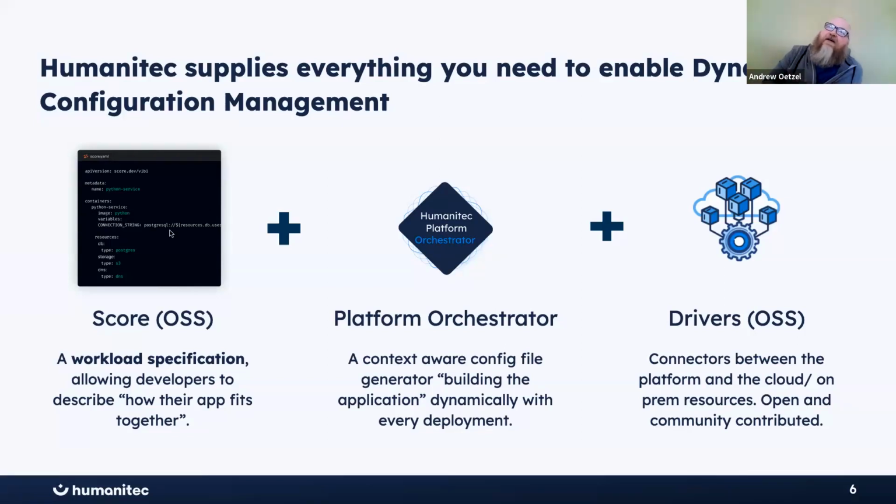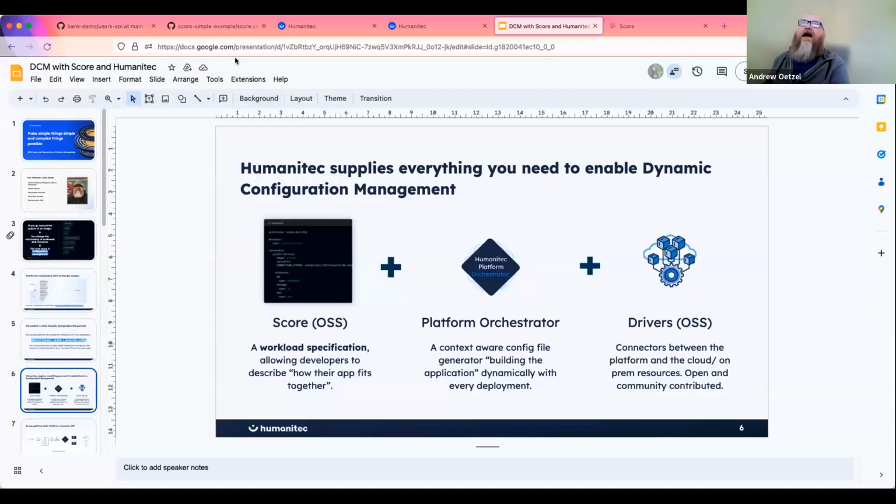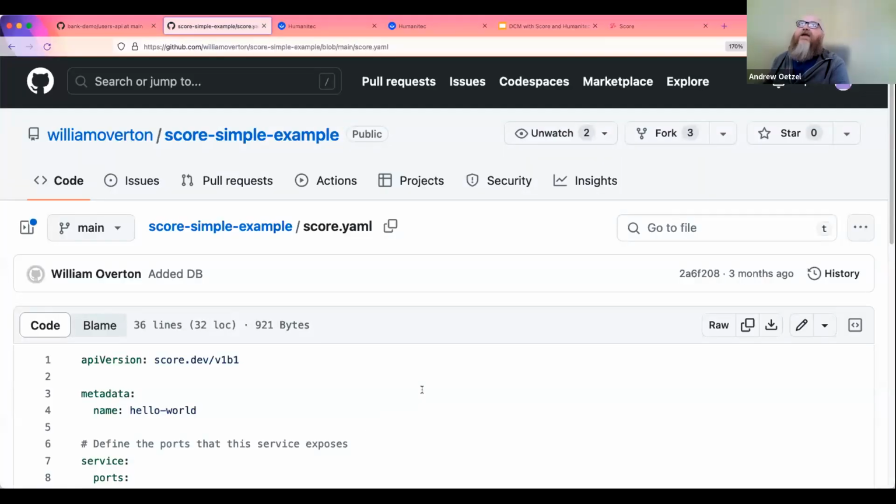On the right-hand side of the slide, that's the connection to the platform. So over here on the left-hand side, we have this open source offering called Score. Score is a workload specification, what we call a platform agnostic workload specification. So what does that mean? Well, let's jump out of slides here, and let me take you into a simple Score example.